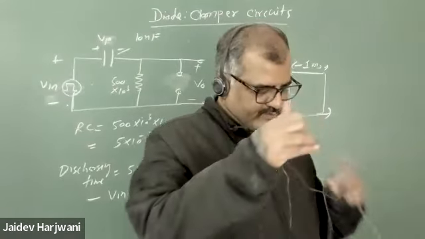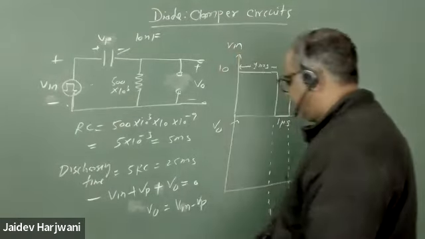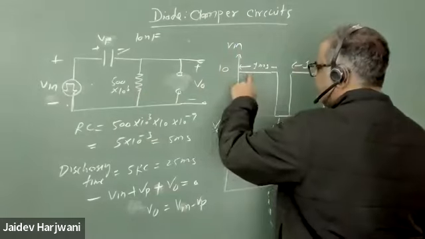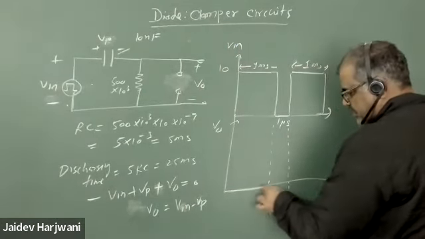Peak value is how much? Peak value is your 10. Okay, 10. Peak and V input is also 10 in this period. It is fixed. So what should I get? I should get zero output.